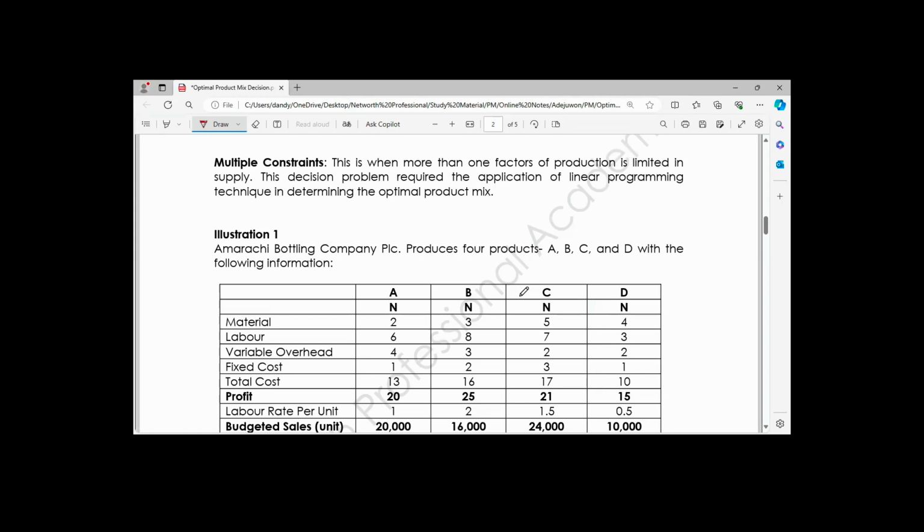So I'll repeat again. In step 1, what you are supposed to do is to identify the key limiting factor. How do you identify the key limiting factor? To identify the key limiting factor, you compare the required resources versus the available resources, to see whether it will result in a shortfall or a surplus.